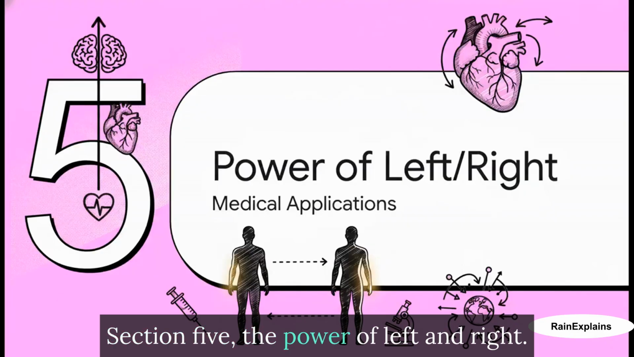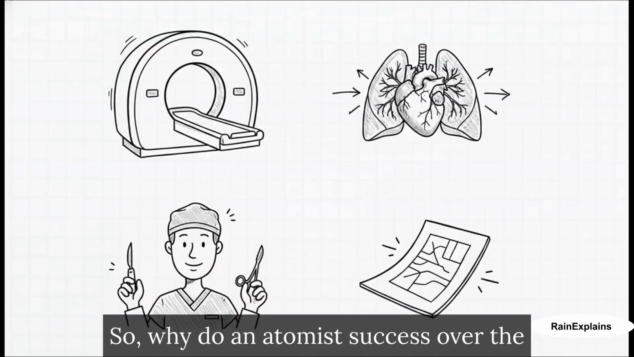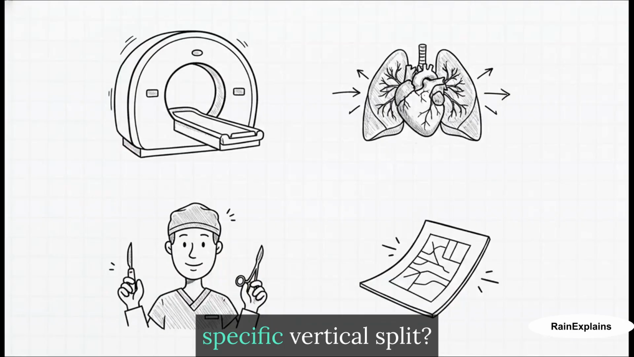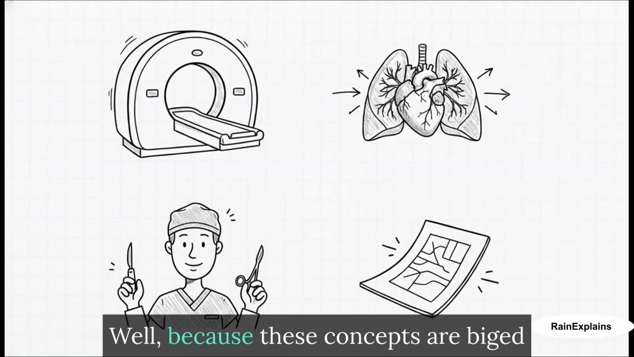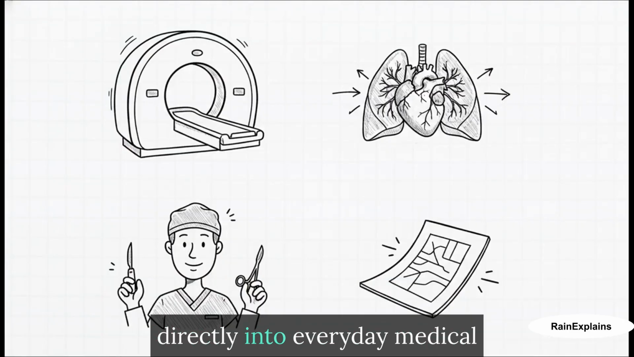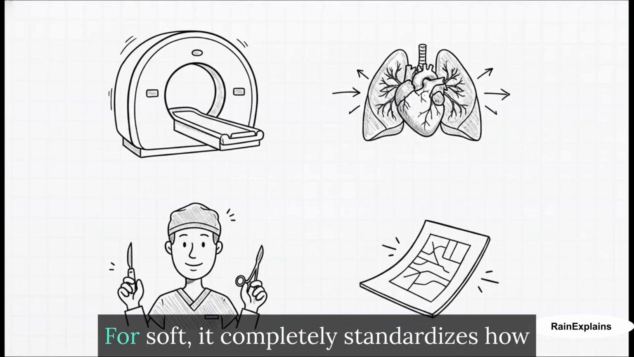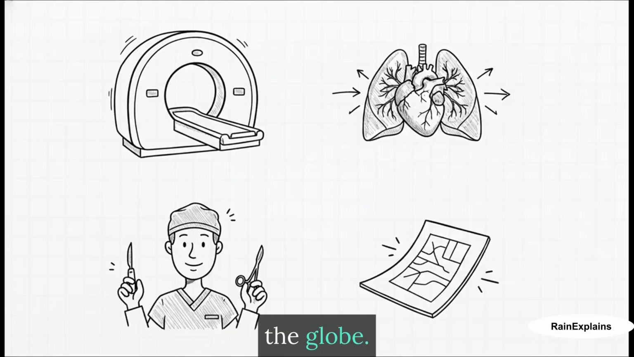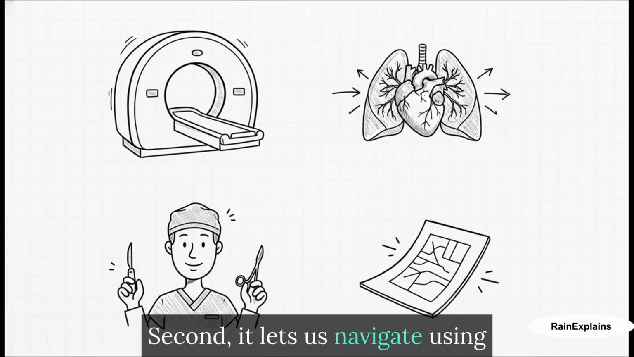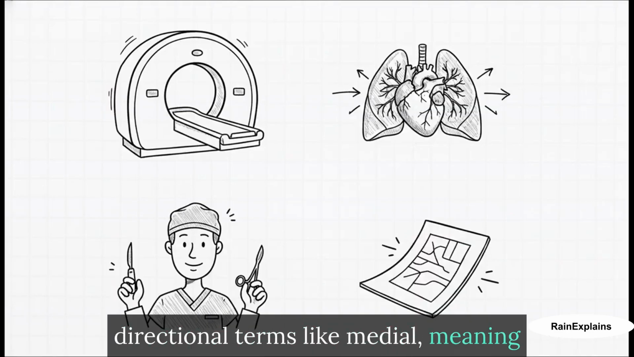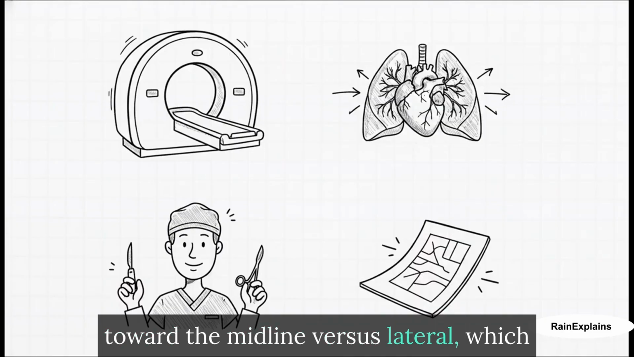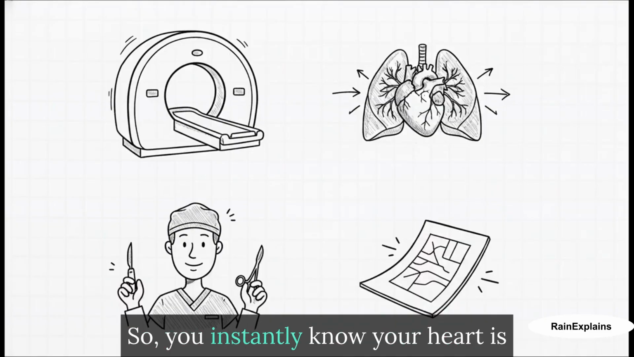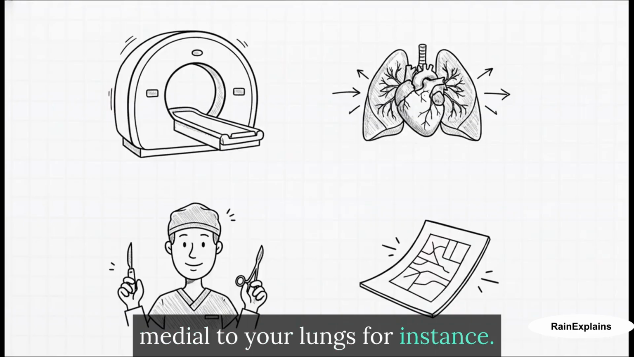Section 5. The power of left and right. So why do anatomists obsess over this specific vertical split? Well, because these concepts are baked directly into everyday medical applications. First off, it completely standardizes how we interpret MRI and CT scans all over the globe. Second, it lets us navigate using directional terms like medial, meaning toward the midline, versus lateral, which means toward the side. So you instantly know your heart is medial to your lungs, for instance.